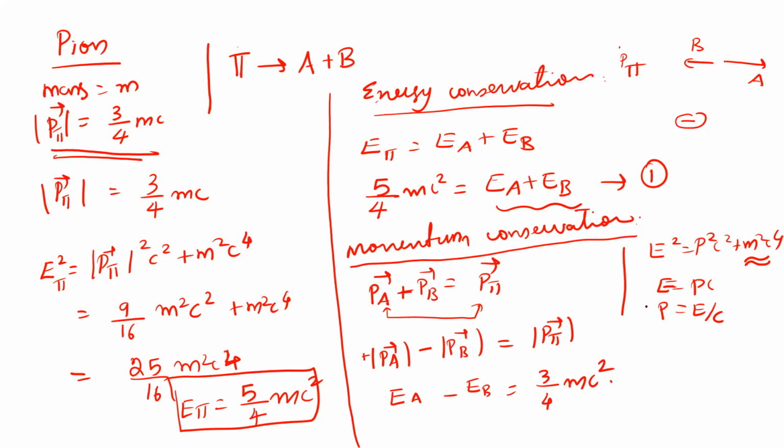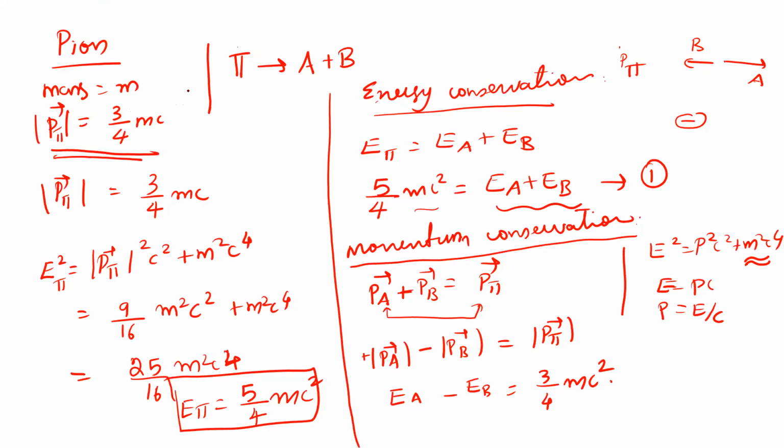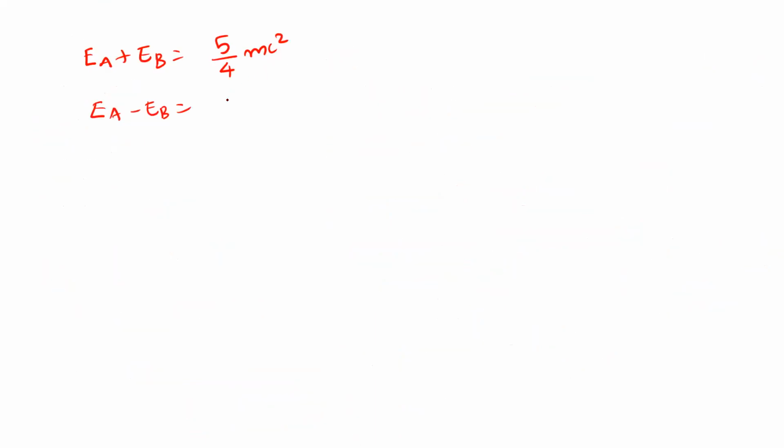All right. So we have got two equations. We have got EA plus EB equal to 5 by 4 MC square. I think I'll just write it here. We have got EA plus EB is equal to 5 by 4 MC square. And we have got EA minus EB is equal to, what was it? 3 by 4 MC square.